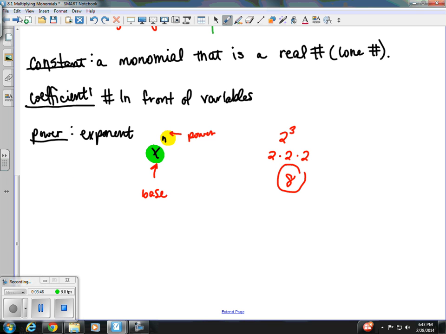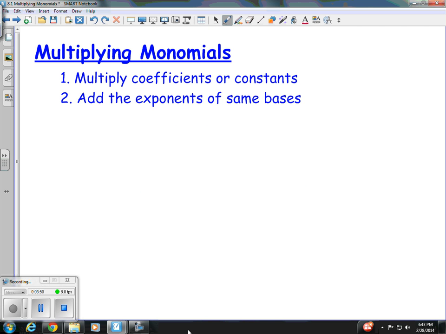Now, before we begin multiplying monomials, we have to learn the rules. So, multiplying monomials. Our first step is to multiply the coefficients or constants, and add exponents of the same bases. Now, usually your base is a variable. Not always. Sometimes it can be a number, but usually for us it will be a variable. So add your exponents of your same variables.